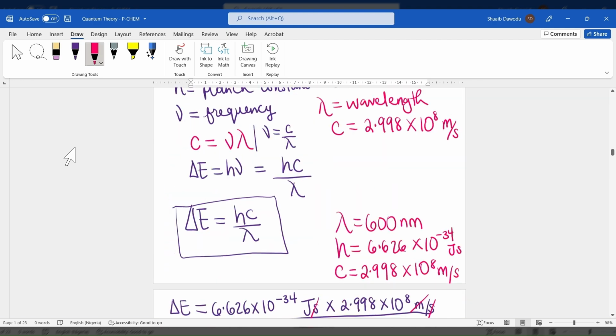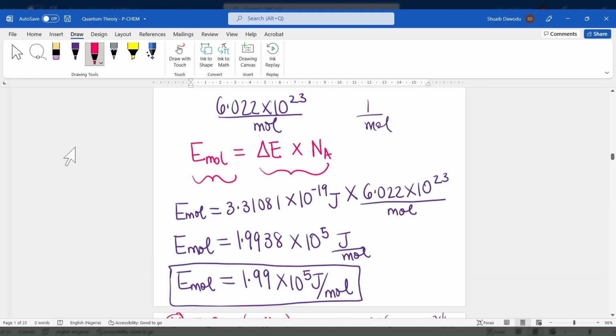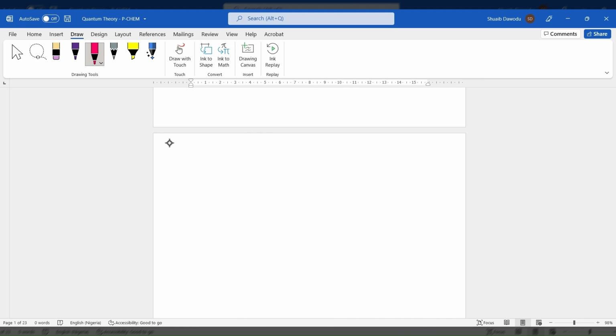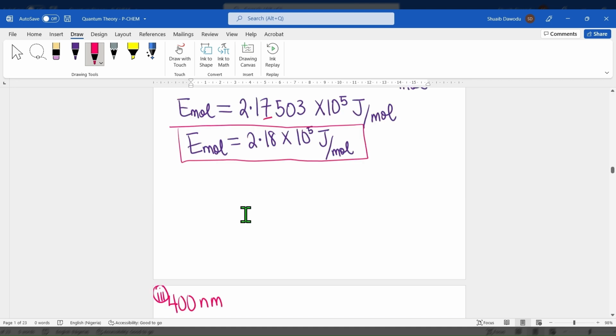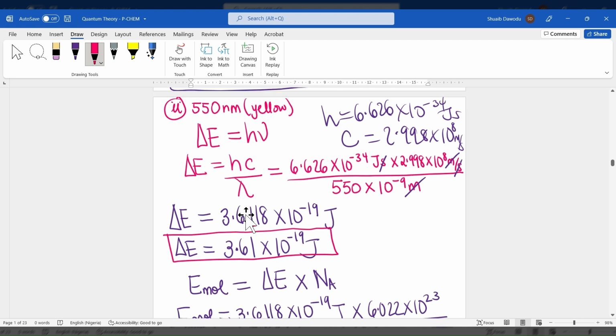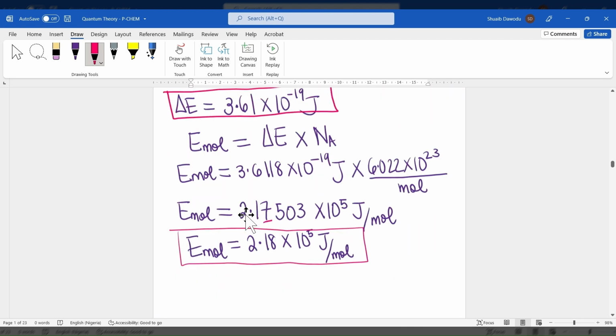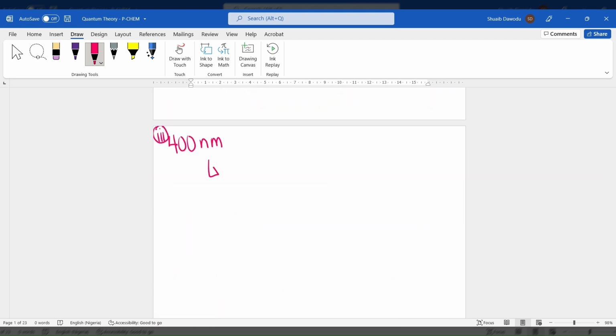Now we have the last question, for 400 nanometers. This is the last question for this video. So let's not forget the formula. Let's go to the previous page. The energy of a photon is just equal to hc divided by lambda. So ΔE is equal to hc divided by lambda, where we know h, the Planck constant, to be 6.626.